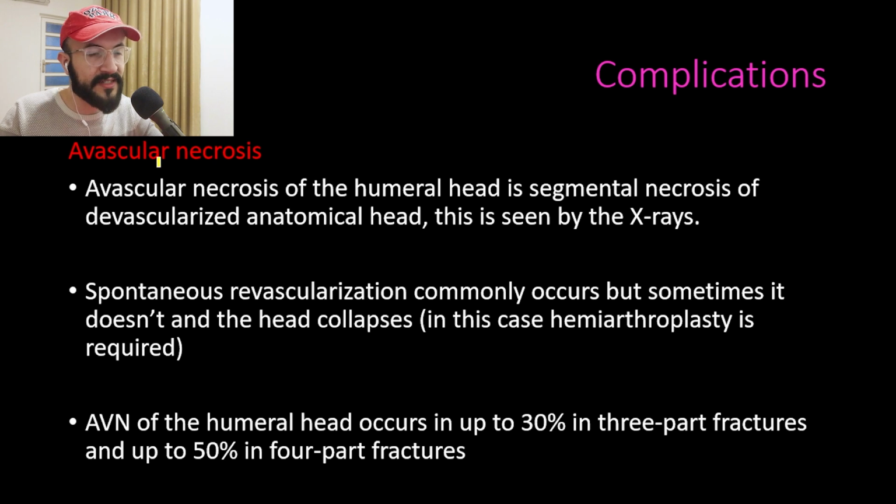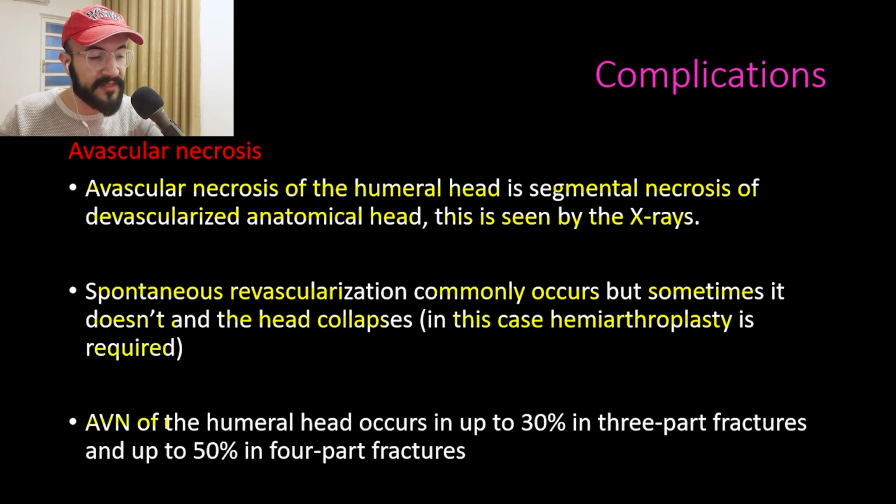Another complication is avascular necrosis. Avascular necrosis of the humeral head is a segmental necrosis of the devascularized anatomical head of the humerus, and this is seen on the X-rays. Spontaneous revascularization commonly occurs, but sometimes it doesn't, and the head collapses. And in this case, hemiarthroplasty is required.